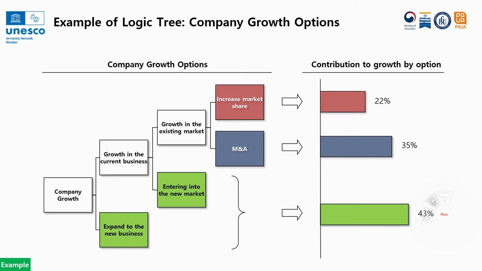So when exploring the growth option in the existing market, you may consider two distinctive options. One is increasing the market share of our company at the expense of the competitor. And the other option is consolidation of the players, mergers and acquisitions. So that's also MECE, mutually exclusive and collectively exhaustive.